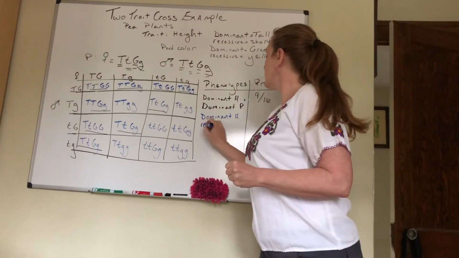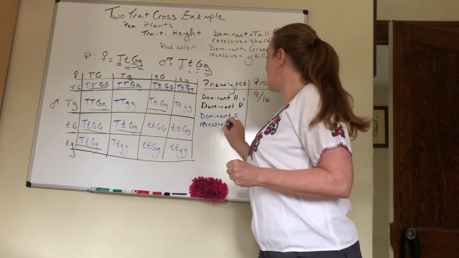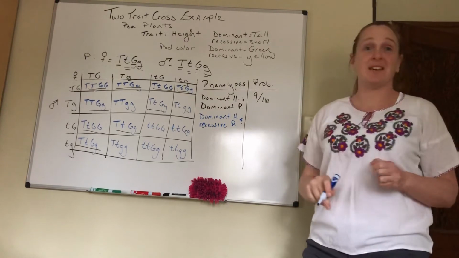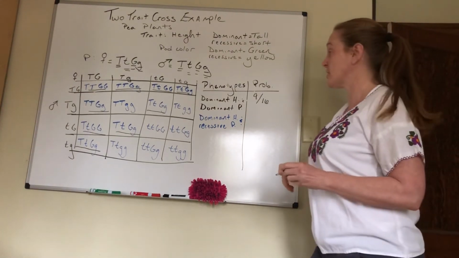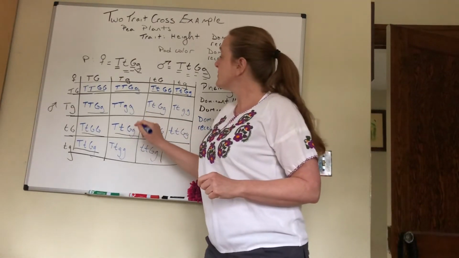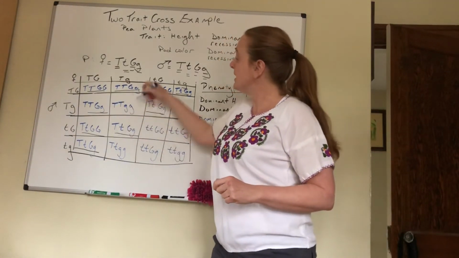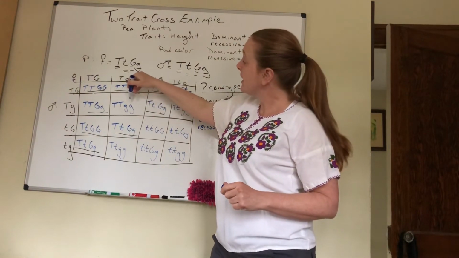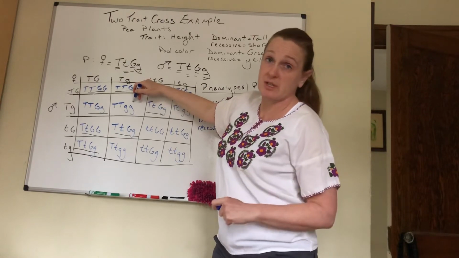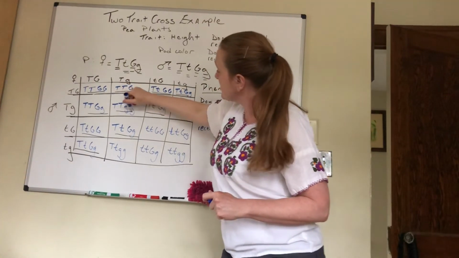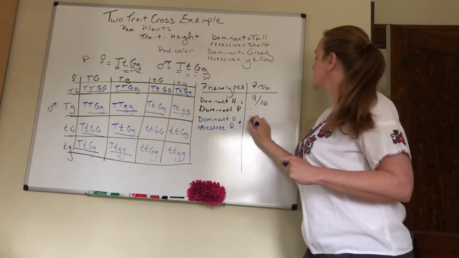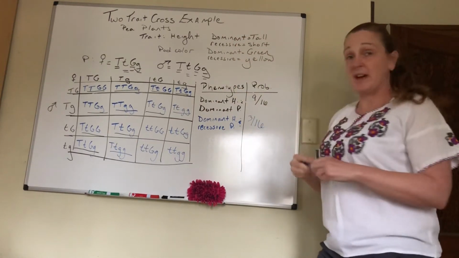My next phenotype combination is how frequently will I see dominant height, but that wonderful recessive yellow pod color? How frequently will I have those tall plants giving me that unusual pea pod that I can charge more money for in the farmer's market? So I'm looking for capital letter T's for height, but I need a homozygous recessive genotype. I need both lowercase letter G's in order to see those yellow pea pods. So I have 1, 2, 3 out of my 16 squares where that's a possibility.